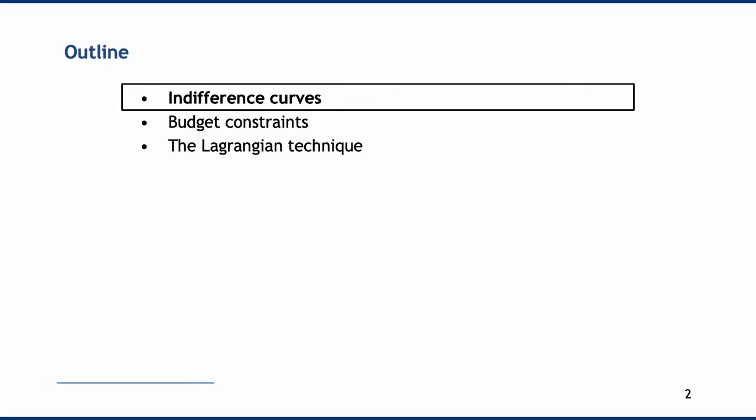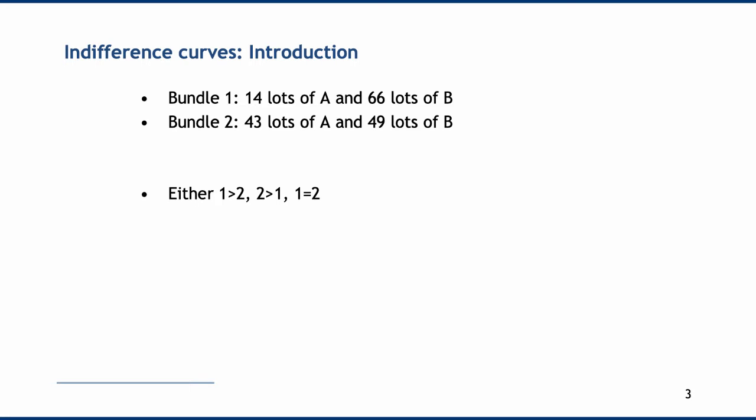So we'll look at indifference curves first, and let's imagine that we have two different bundles of goods. So bundle 1 has 14 units of good A and 66 units of good B. Bundle 2 has 43 units of good A and 49 units of good B. And what we're trying to do here is make a comparison as to whether or not a consumer is likely to favour one bundle more than the other.